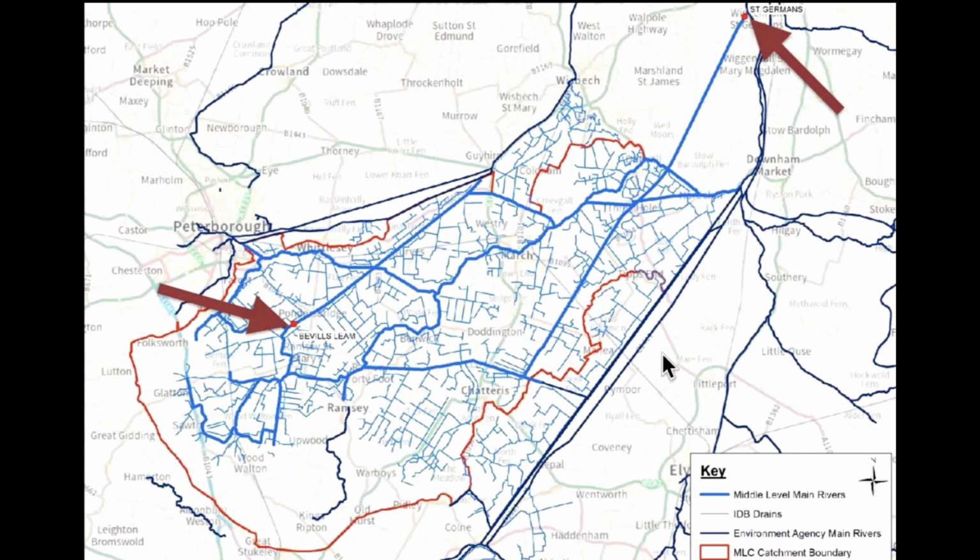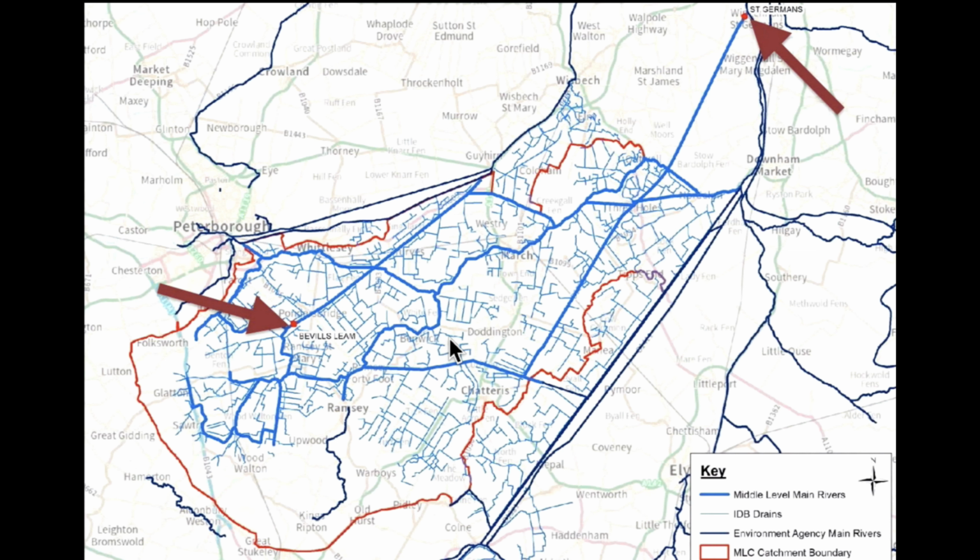So now I'm going to take a look at the middle level. As I said before, the middle level system consists of these raised embanked watercourses, which take the water down out of the system and down to a pumping station at St Germans. There's a second pumping station at Bevil's Leam, which lifts water out of the lowest lying areas of the fen, which of course is located around the old Whittlesea Mere.